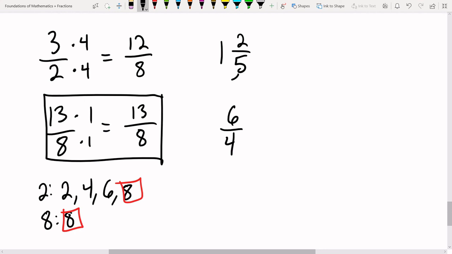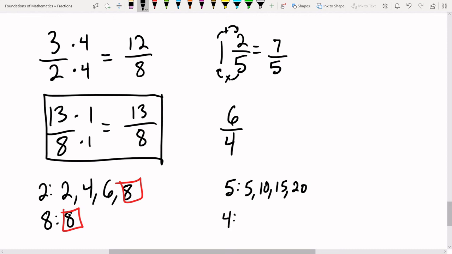Okay, so 5 times 1 is 5, plus 2 is 7. So this is just 7 over 5. And now we can look for a least common denominator between 5 and 4. 5 times 1 is 5, times 2 is 10, 3 is 15. 5 times 4 is 20. Now I will stop there because 5 times 4 is 20, and 4 is the other denominator.